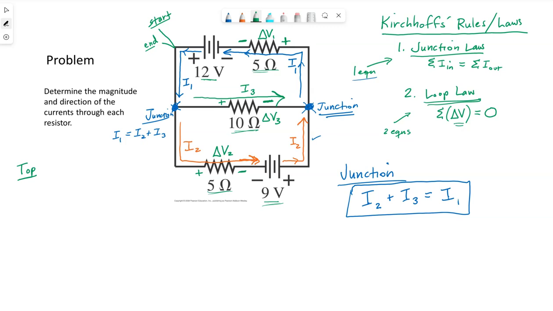So let's take our loop and go to the right. So I'm starting at this left corner and I am taking my loop to the right. The first thing I am passing by is this battery. Since I am traveling in a direction that takes me from the high potential plate to the low potential plate, I'm going to see a drop.